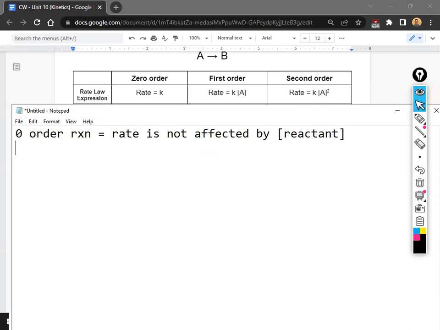Okay, so like when you're screaming at your parents to buy you something, but they're not affected at all, right? It doesn't affect the speed at which they buy it for you. That is a zero order reaction. Okay, yeah.